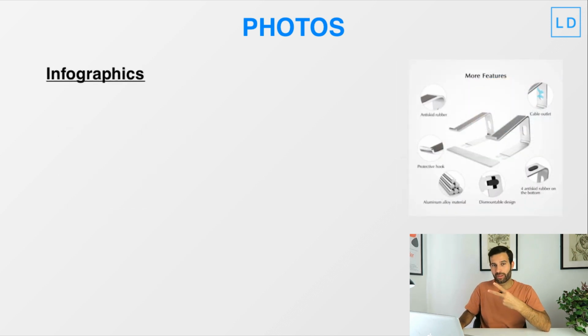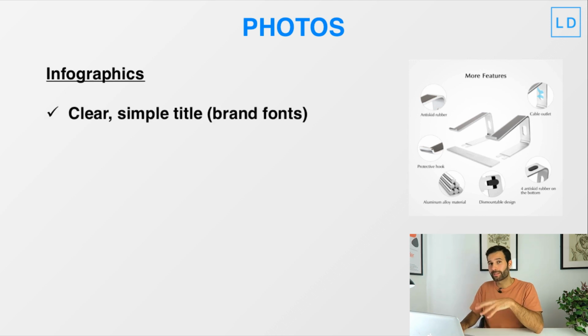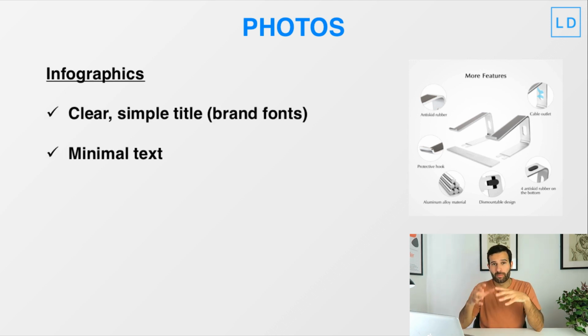The second type of image that you're going to want to use is infographics. So infographics stands for informational graphic images. You want to make these clear and simple to read, and you want to use minimal text. Like I said, you don't want to overcomplicate this. You want the customer to be able to look at this within a few seconds, understand everything that's said on this image, understand all of the key features about the product without getting confused. And again, make sure you use your brand kit, use your brand fonts when creating these infographics.